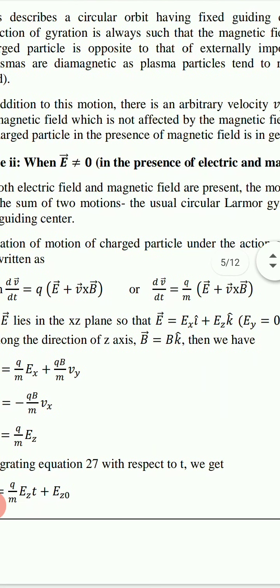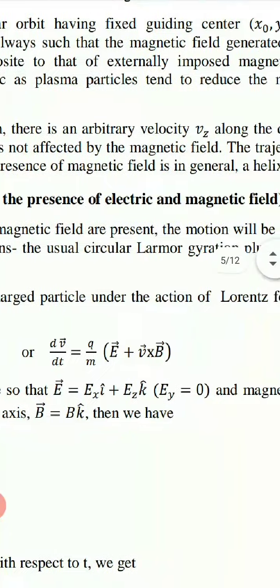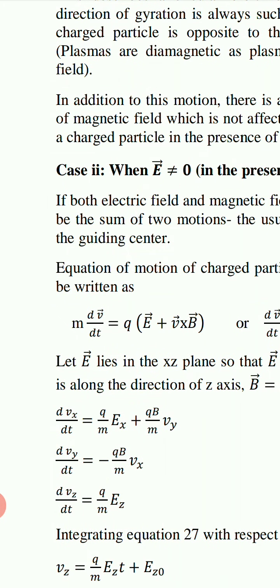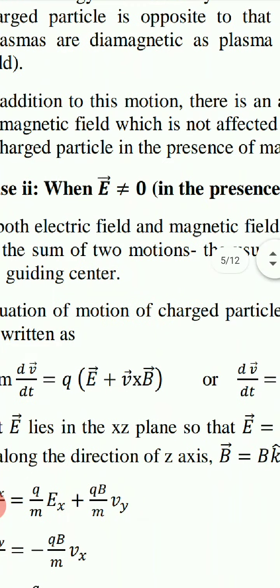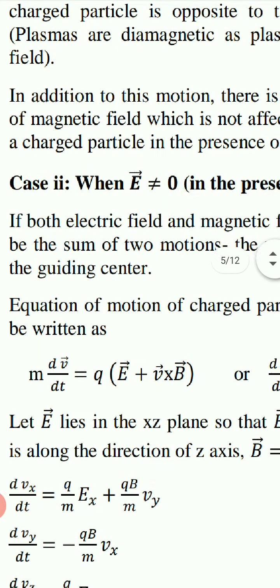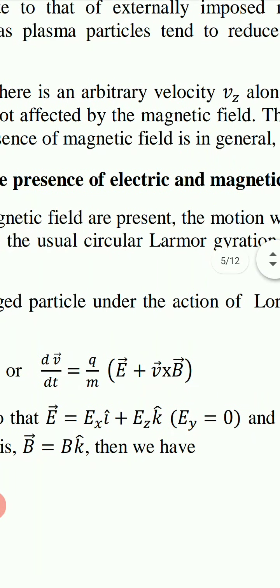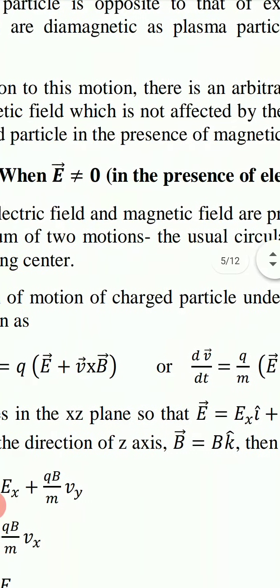Plasmas are diamagnetic as plasma particles tend to reduce the magnetic field. If charged particles move in such a way that the magnetic field produced by them is in the opposite direction to the externally applied magnetic field, then this motion will reduce the net magnetic field, and such materials are known as diamagnetic substances. Plasmas are diamagnetic substances as plasma particles tend to reduce the magnetic field.